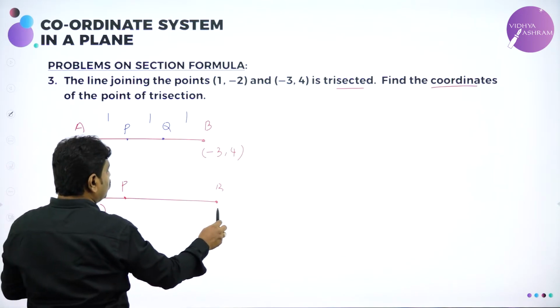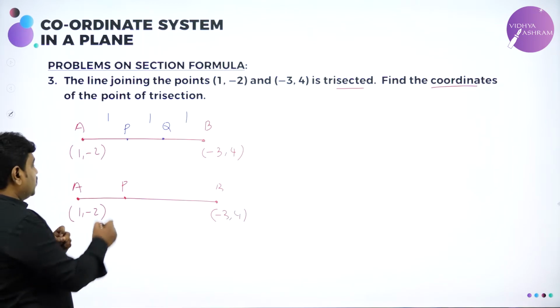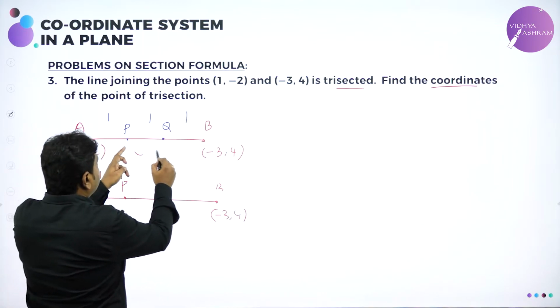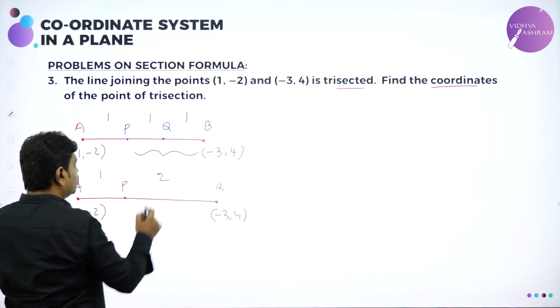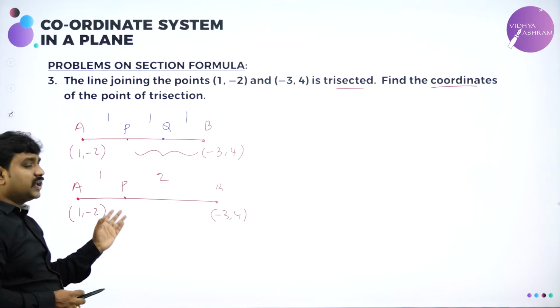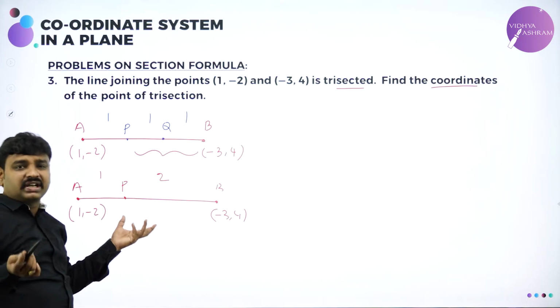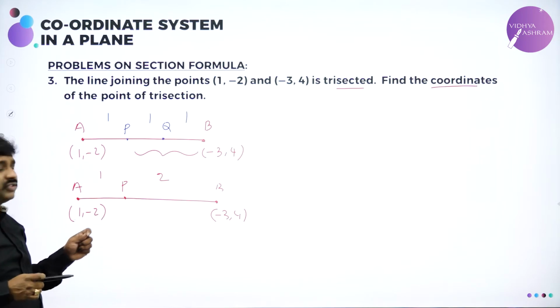It's one of the coordinate points of trisection. See now, from here to here it's one part, and from here to here the remaining part is 2. P divides AB in the ratio 1:2. So now what is P? Is P an internal division or an external division? P is between, so P is an internal division. So use the section formula for internal division to find P.